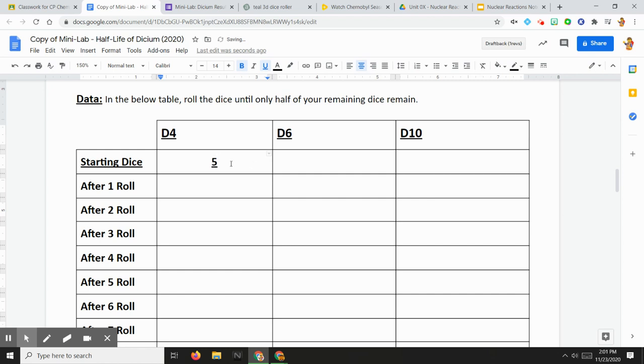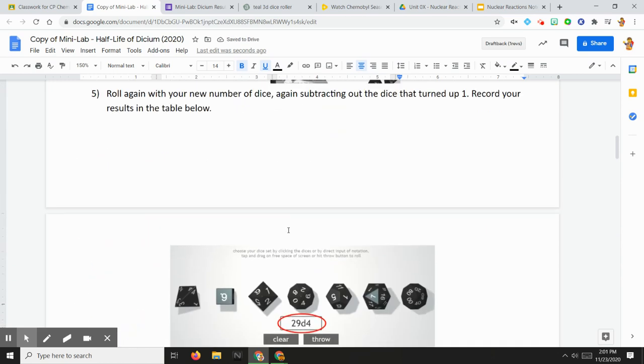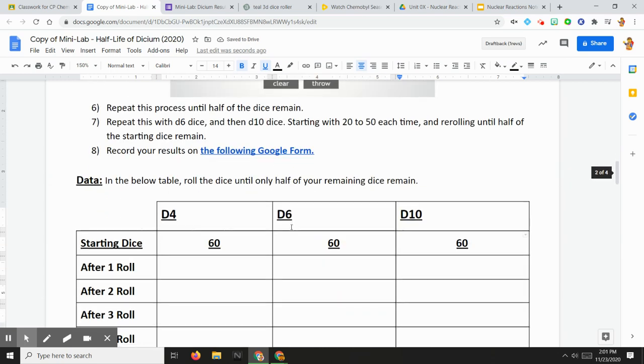Yeah, I'm going to do 50. Now I'm going to do 60, even though you're not supposed to. You're supposed to do between 20 and 50. I'm going to do 60 so y'all can't copy me, okay? So here we go. Not that I'm saying you would, but let's not have any temptation.